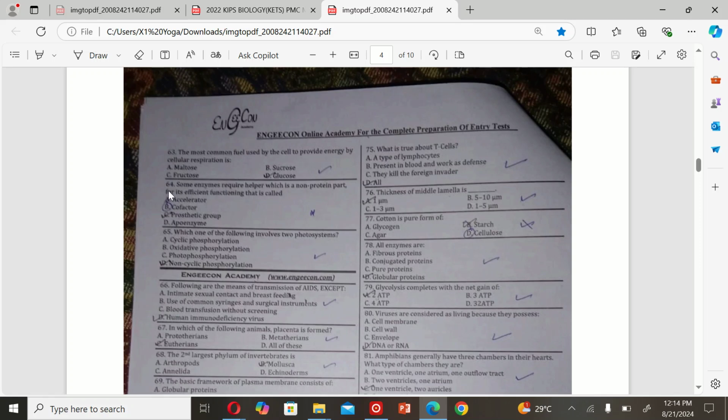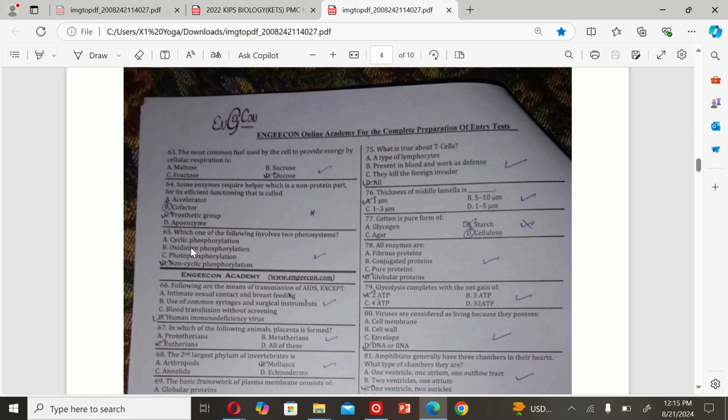Glucose. The next MCQ is: some enzymes require a helper, which is a non-protein part, for efficient functioning. That is called A. Accelerator, B. Cofactor, C. Prosthetic group, and D. Apoenzyme. So the correct option is B, cofactor.